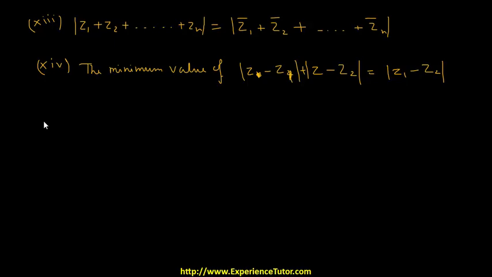15th is modulus of z square is equal to z times conjugate of z.